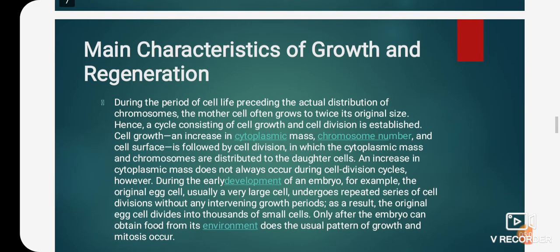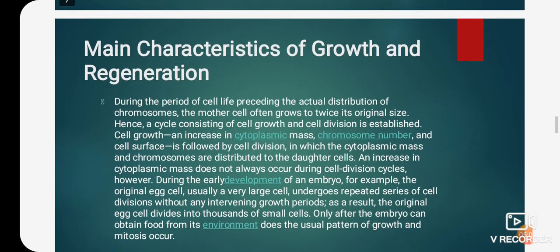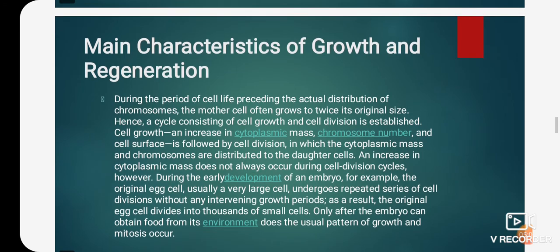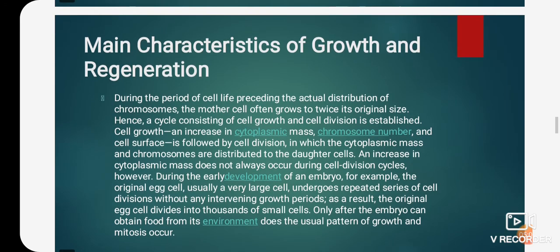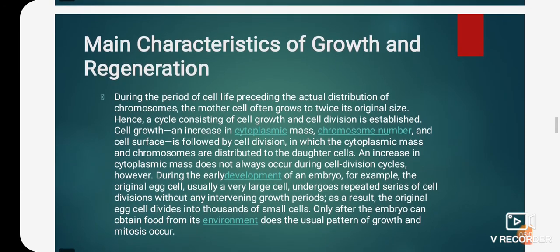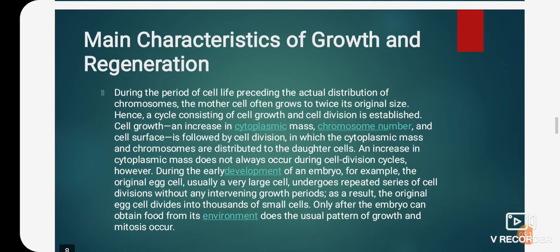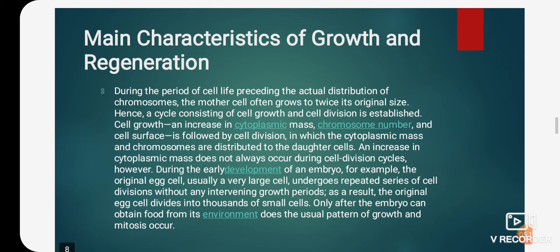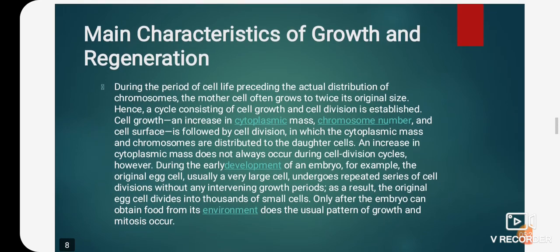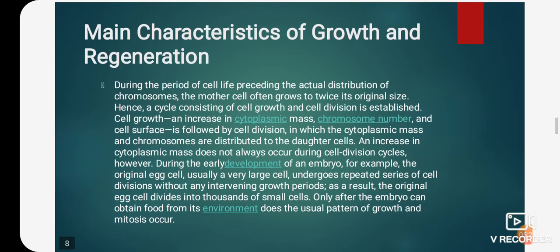Cell growth: an increase in cytoplasmic mass, chromosome number, and cell surface is followed by a cell division in which the cytoplasmic mass and chromosomes are distributed to the daughter cells. An increase in cytoplasmic mass does not always occur during cell division cycles.